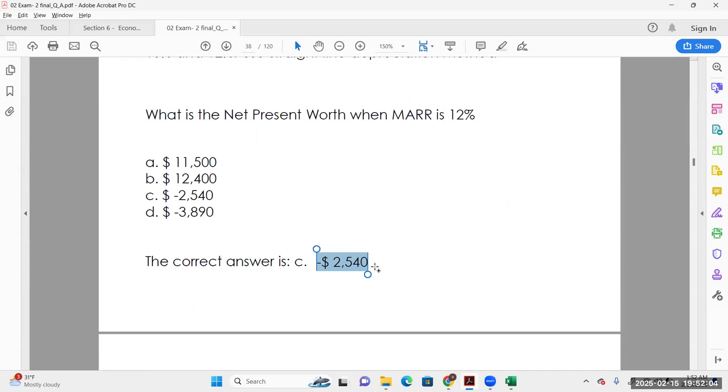Should we have continuous in here? Okay, I get it. 2,540.